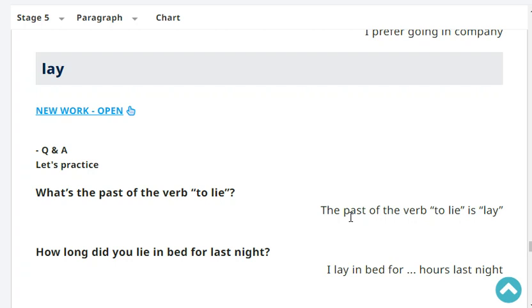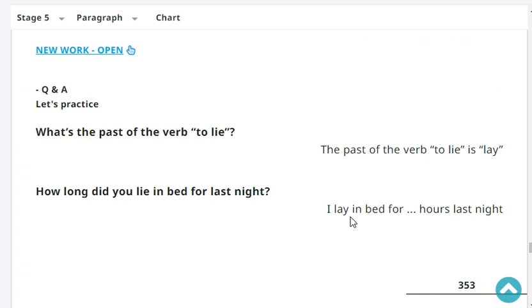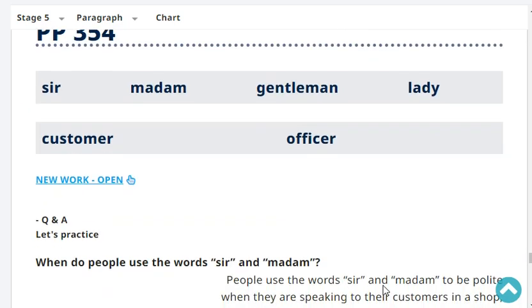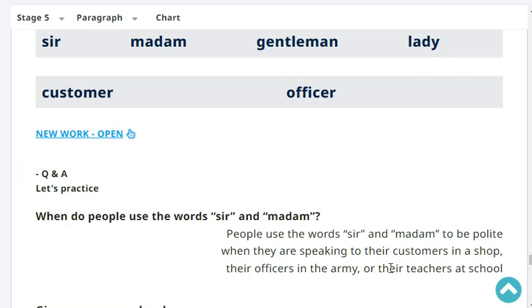The past of the verb to lie is lay. How long did you lie in bed for last night? I lay in bed for 6 hours last night. Very good. Okay. When do people use the word sir and madam?